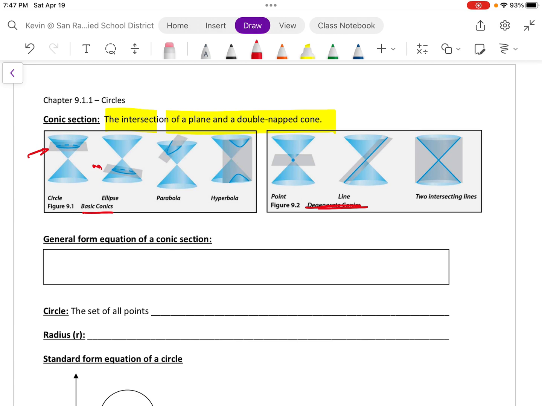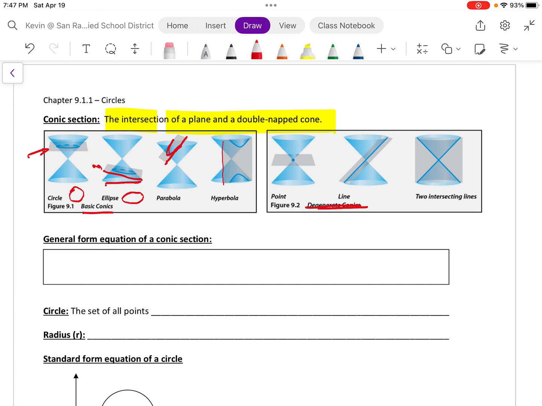But then if we take that plane and just change the angle of it, so it's no longer parallel to the base but has a slight angle, then we're going to create an ellipse. So a circle is all equidistant, and an ellipse is going to be something like that. And if we just cut through one of the cones in such a way that we actually come through the base here, then that creates our parabola.